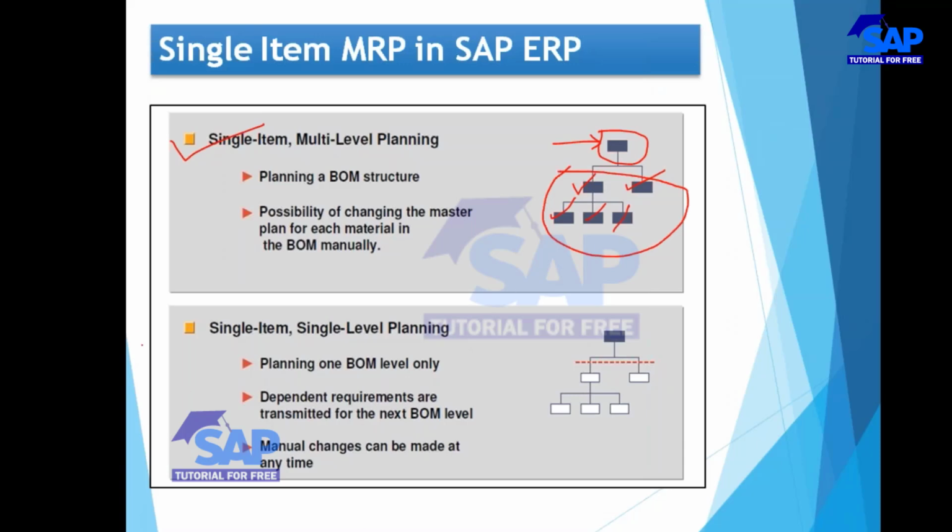Now coming to single item, single level planning. It will plan only that particular product, only one BOM level. Dependent requirements are sent to the next BOM level, but those will not get planned. So that is single item MRP in SAP. You have single item multi-level planning and single item single level planning, but in most industries they follow the first one only. The single level is normally not used much; they plan the entire BOM structure. We will see how it is executed in the system.